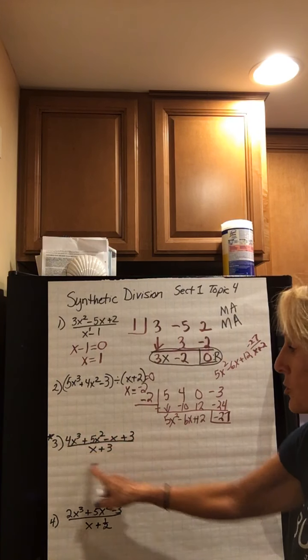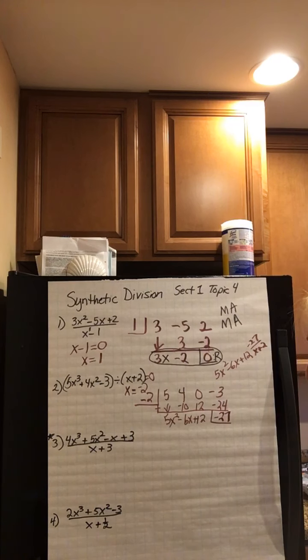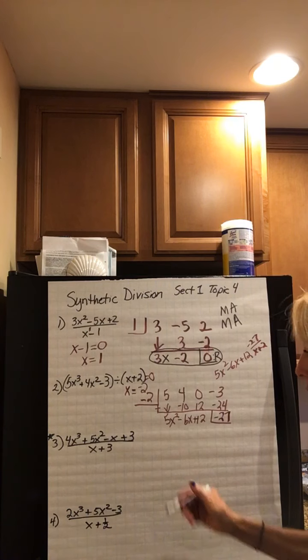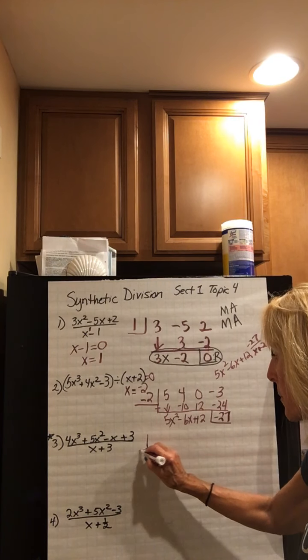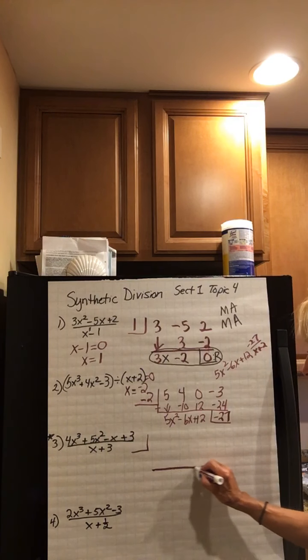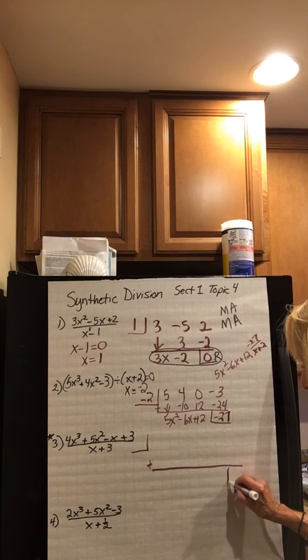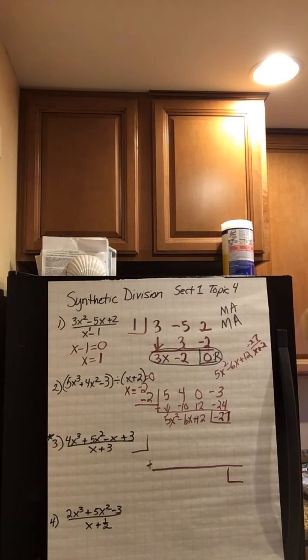So what I want you to do is write down this problem, and we're going to pause it, and I want you to try this one by yourself. I'm going to set this part. I want you to put a box here, write the coefficients, draw a line here. I'm going to put a plus here, and I'm even going to put a box here for your remainder. So I'm going to pause. You're going to try it. We'll go back and work it.